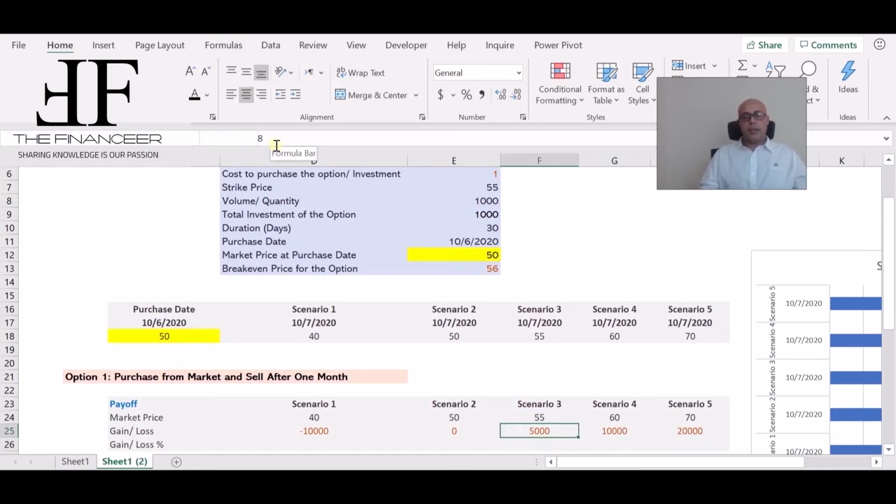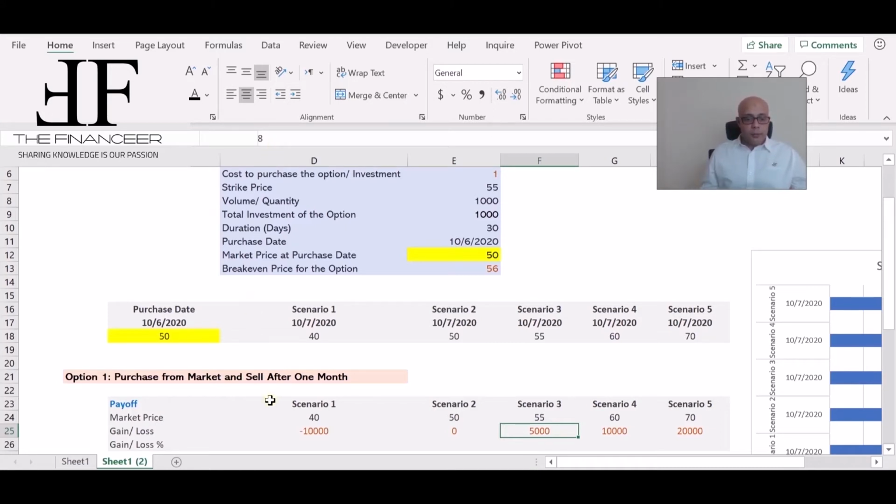If you take this formula to the other scenarios, you will find that you start to achieve gains as long as the market price increases over the purchase price. So this is the purchase price at 50. As long as the market price increases, you start to achieve the gain, which is the difference between the market price and the purchase price.